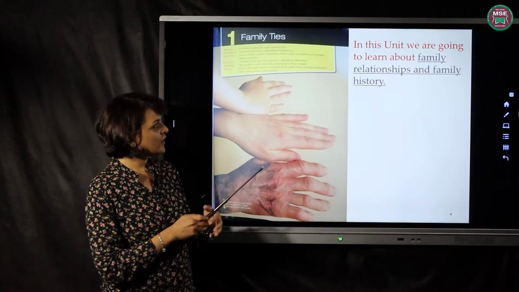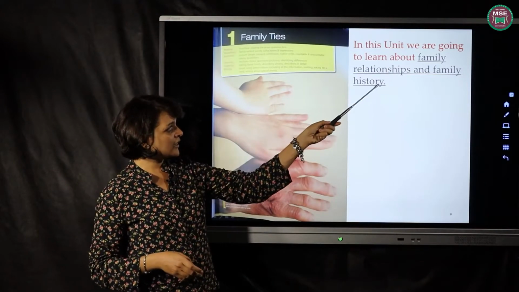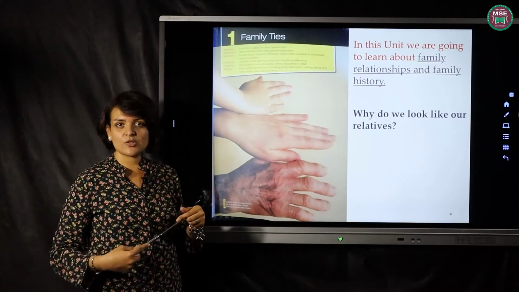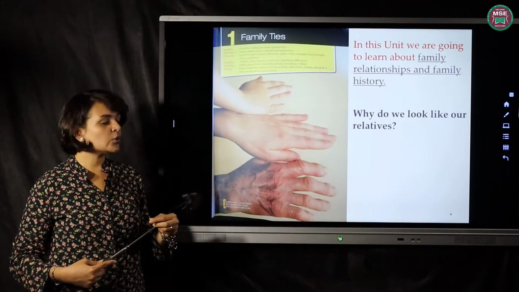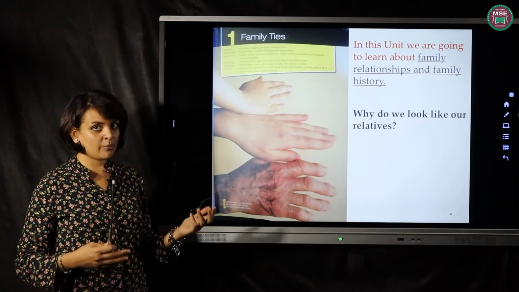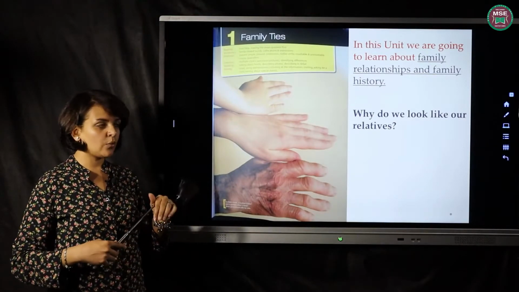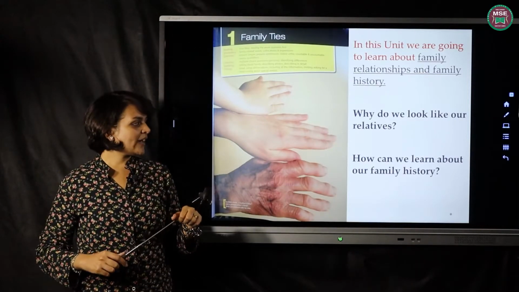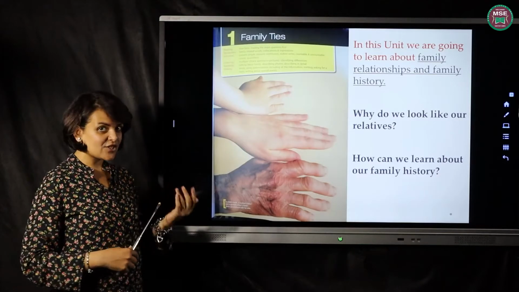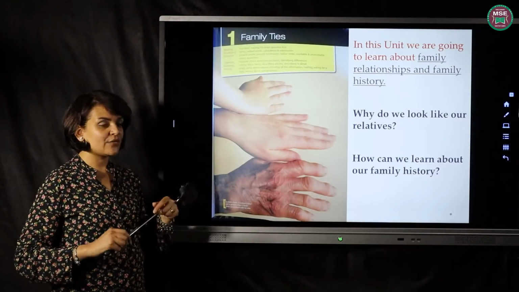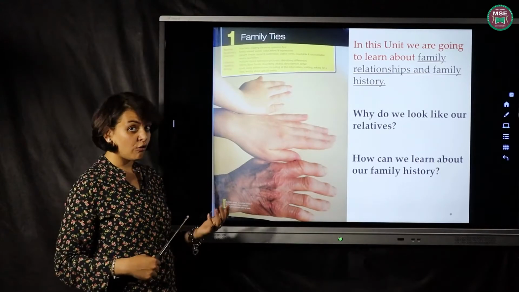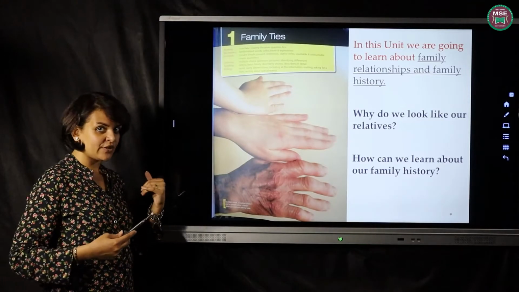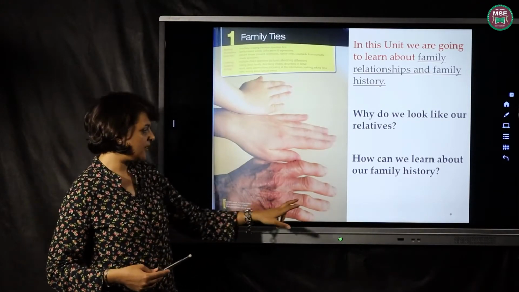In our unit, it focuses on family relationships and family history. Let's think about this question together. Why do we look like our relatives, the family members? How can we learn about our family history? Family history is very important to learn about and to know because it's full of your history and your parents' history and your grandmother's history and so on.